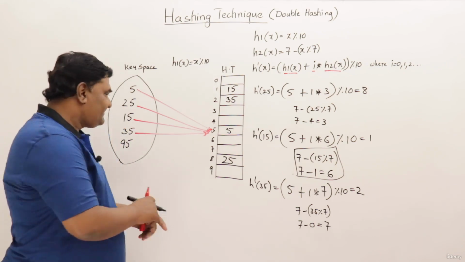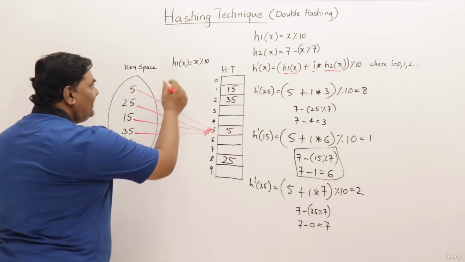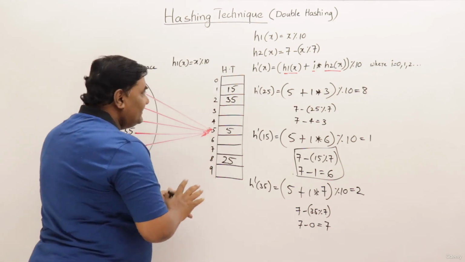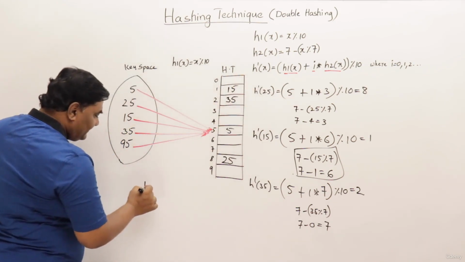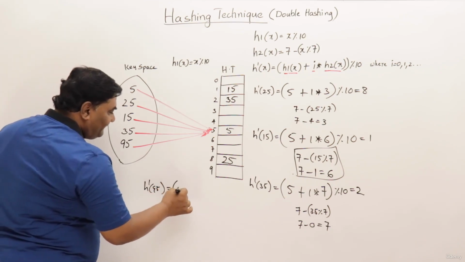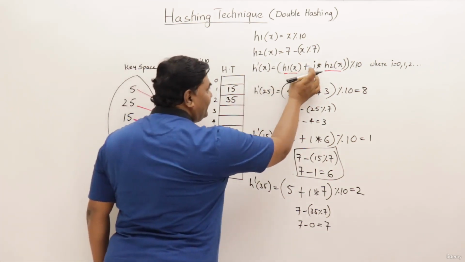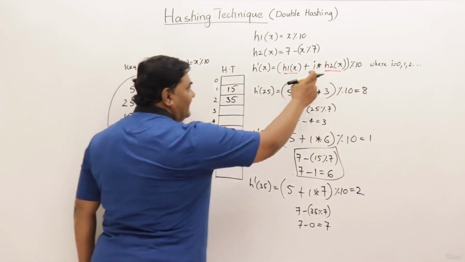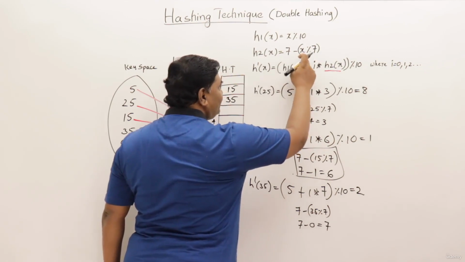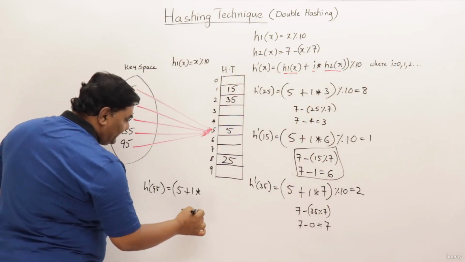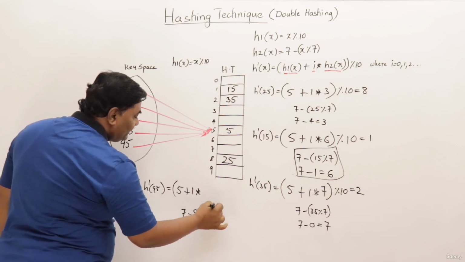Now the last one remaining is 95. 95 mod 10. So remainder is 5 again. So it will be mapped here only. So for 95 I will calculate here. h' of 95 is 5 plus, this is 5 plus i should be 1 into h2 of x, that is 7 minus key mod 7. 7 minus key is 95 mod 7.